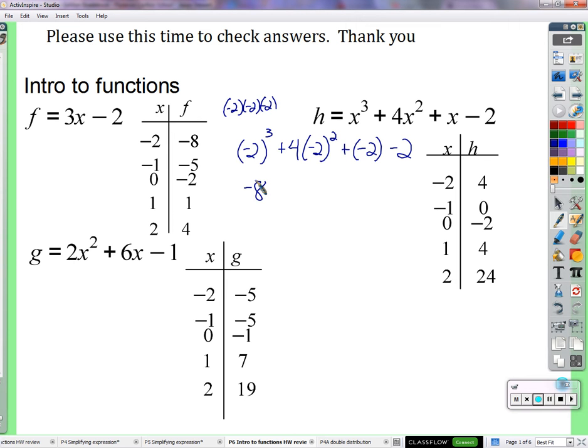-2 squared, we already did as part of the last problem. -2 times -2 is positive 4. Times 4 is 16. We're doing it all at once now. And -2 times 2 is -4. -8 plus 16 is 8, minus 4 is 4.